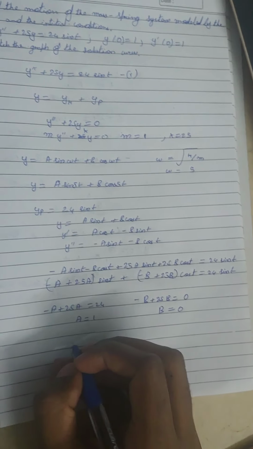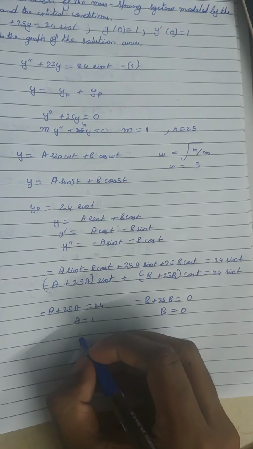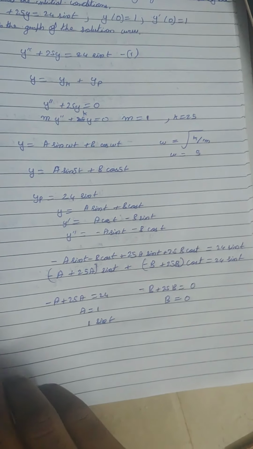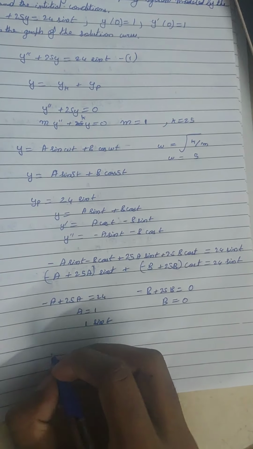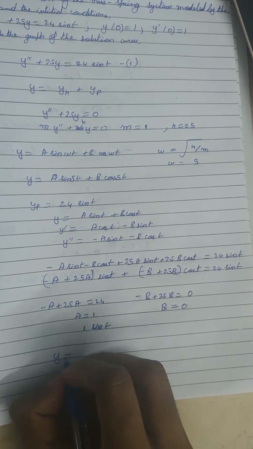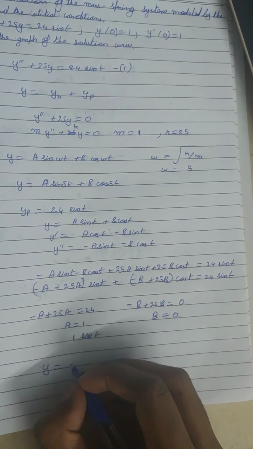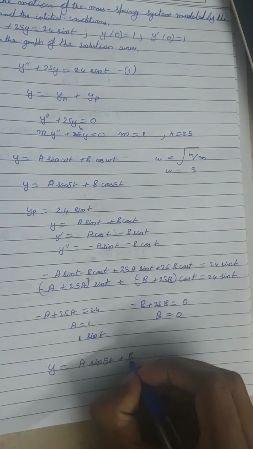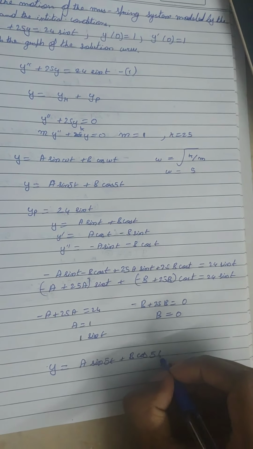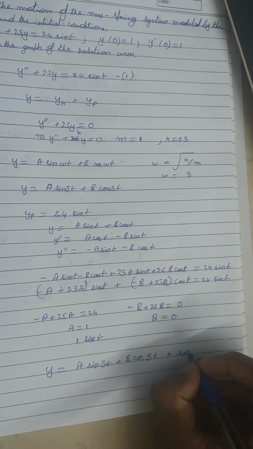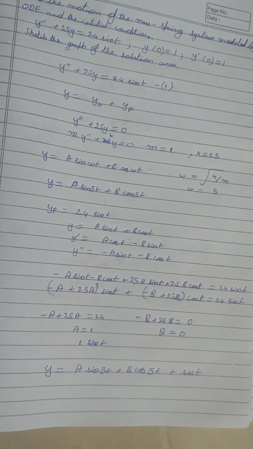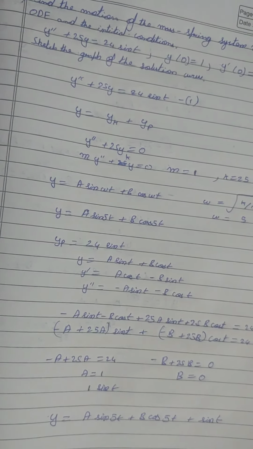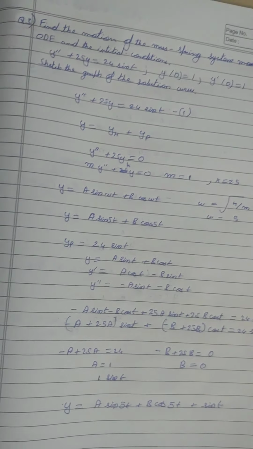So the particular solution we get is 1 sin t. So the whole solution of the equation, the general solution, is y is equal to a sin 5t plus b cos 5t plus sin t. Now we will use the initial conditions and find the particular solution.